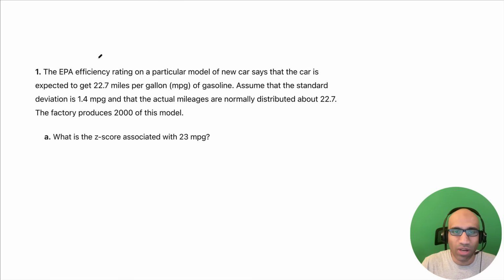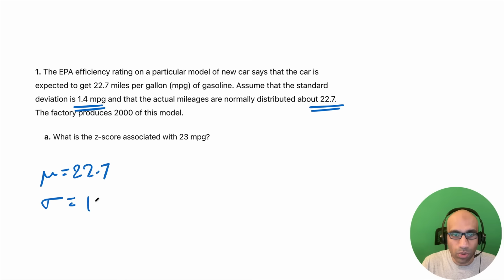So let's start. There are a lot of words here, but basically what they're saying is it's normally distributed around 22.7, and the deviation is 1.4. So what this means is mu is equal to 22.7, and sigma is equal to 1.4. We'll look at Desmos soon. We just need to calculate this.